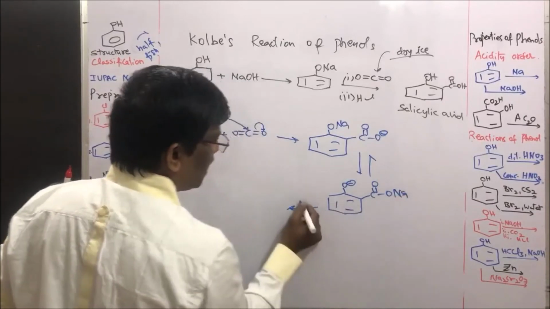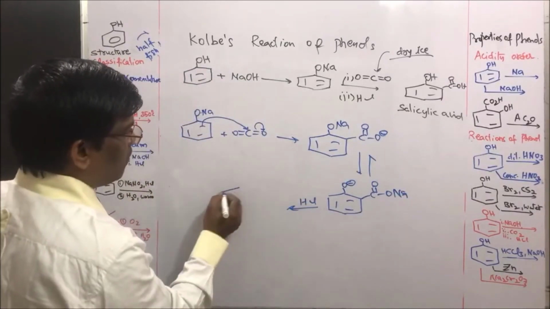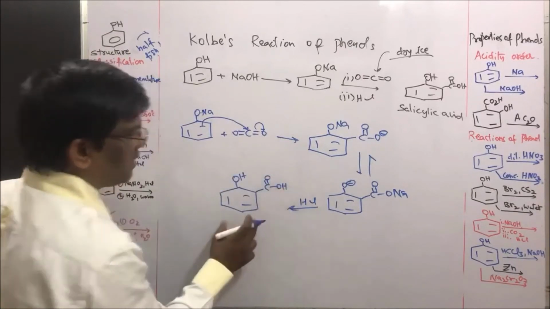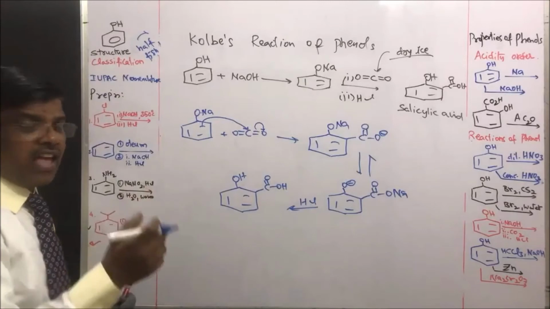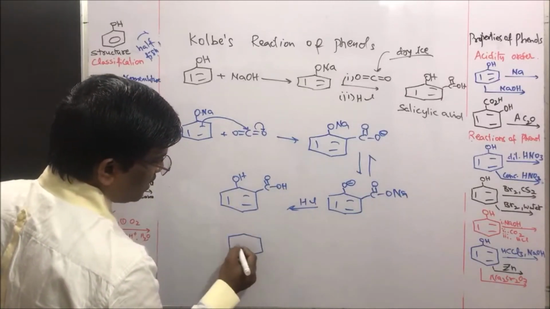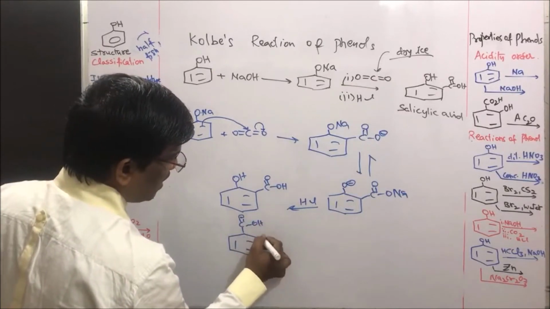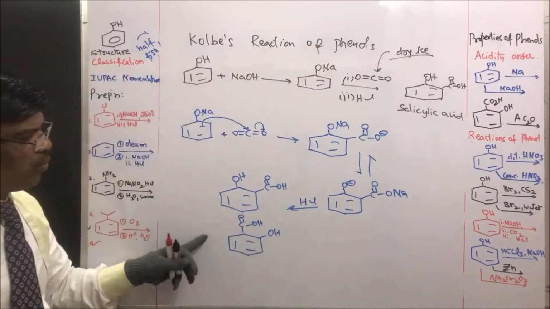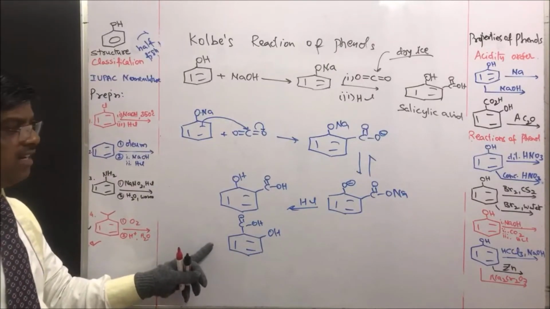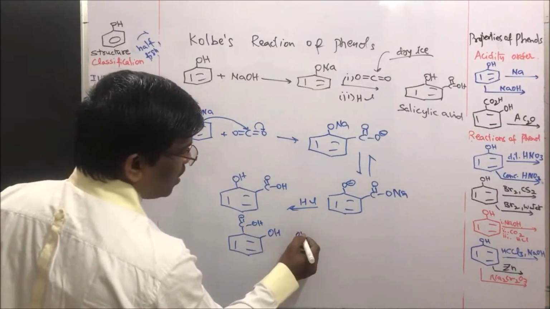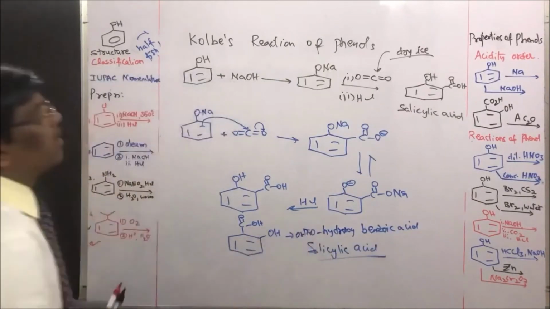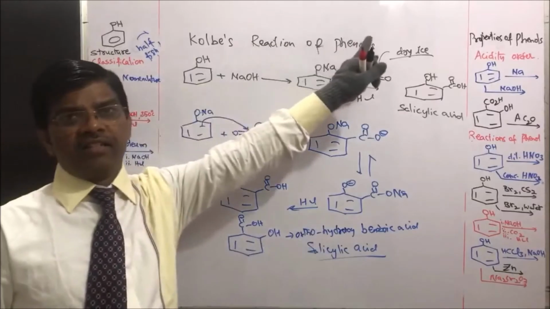And when I add HCl, it is going to form phenol and this is carboxylic acid. This is salicylic acid. During aspirin preparation, we wrote like this. So both are the same compound, students. Here this is OH and there I wrote OH. So both are one and the same. Yes, this is salicylic acid, orthohydroxybenzoic acid, by Kolbe's reaction of phenols.